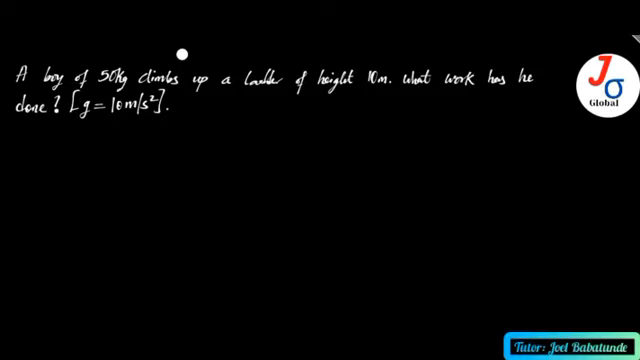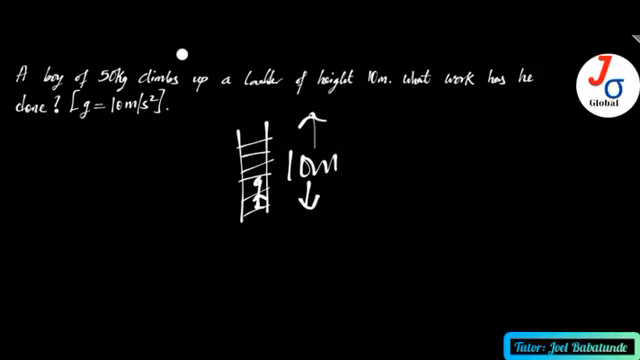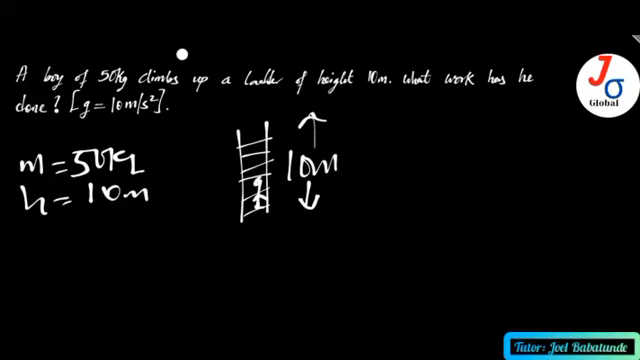All right, so we have this example: a boy of 50 kg climbs up a ladder. What's the height of the ladder? 10 meters high. So that means the mass of the boy is 50 kg, the height of the ladder is 10 meters, and g, acceleration due to gravity, as stated here, is 10 meters per second squared. And so what's the work done?